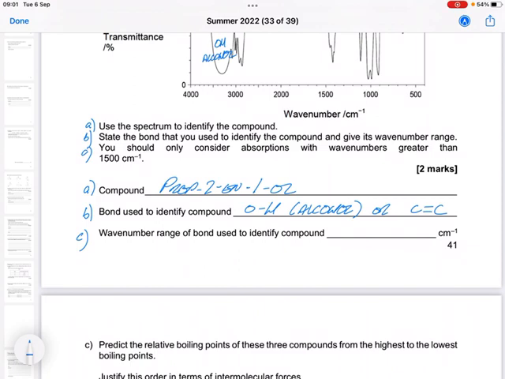And the wave number then, so if you're using the OH, you've got to quote the data sheet. So there's a peak between 3230 to 3550, and if it's the carbon-carbon double bond you're doing, there's a peak between 1620 to 1680. Again, make sure that you quote those wave numbers from the data sheet.